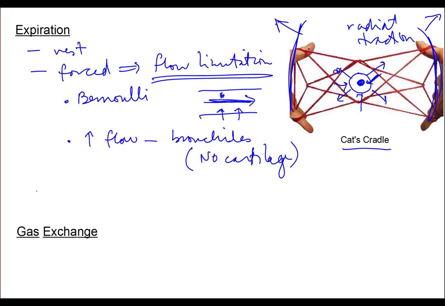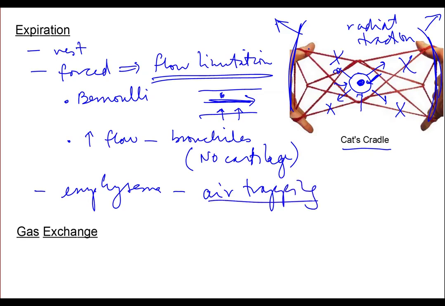The other place this is really important to think about is in emphysema. Because remember, in emphysema, I lose all these alveolar structures, which means I have much less radial traction. And so that means in emphysema, my flow limitation is going to occur at much lower flows, and that leads to our air trapping.